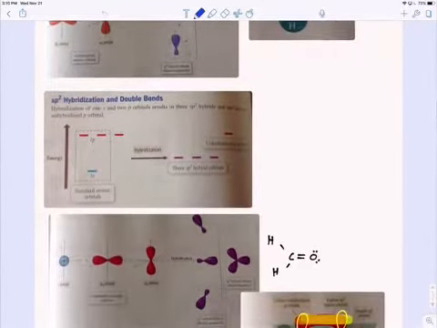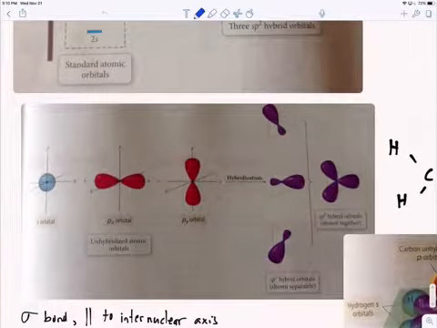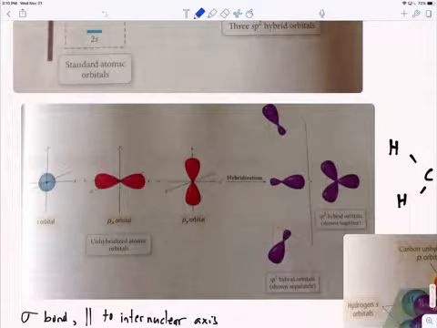So what about planar? Planar is sp2 hybridized, and it forms a shape like this. There's an s orbital and 2 p's, and then it forms that clover leaf.